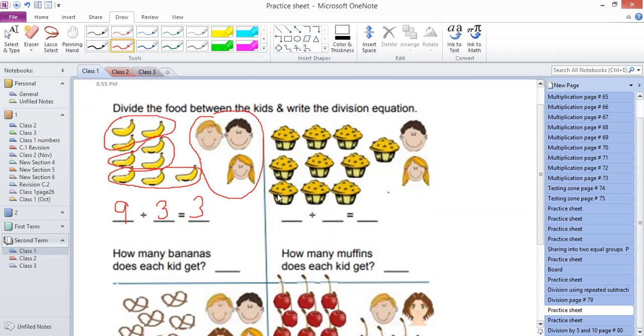That's very good. So each kid will get how many bananas? If you distribute 9 bananas in 3 kids, so everyone will get how many bananas? How many bananas does each kid get? One will get how many bananas? 3. If you distribute 9 bananas equally into 3 kids, so each will get 3 bananas. Okay.